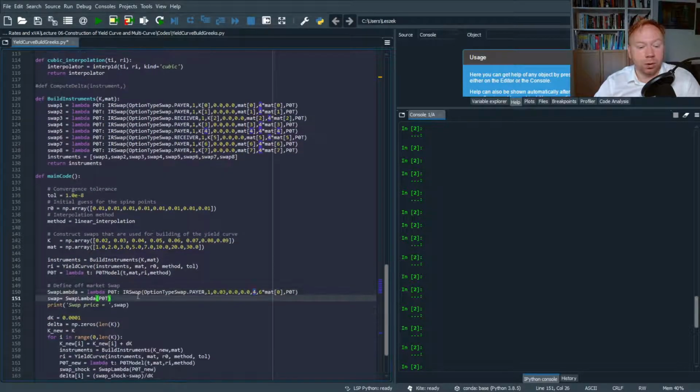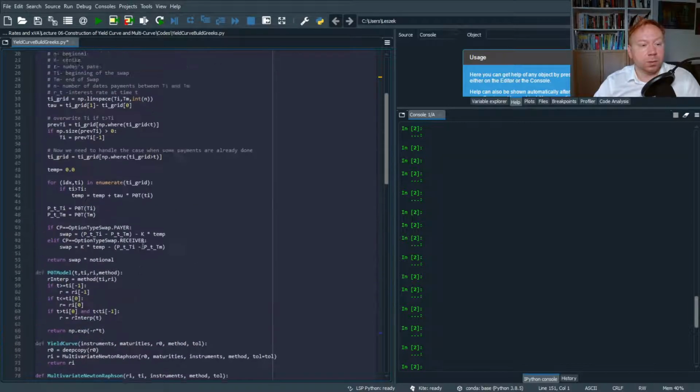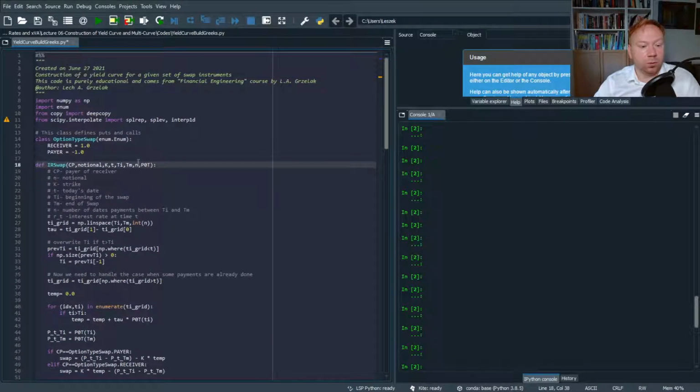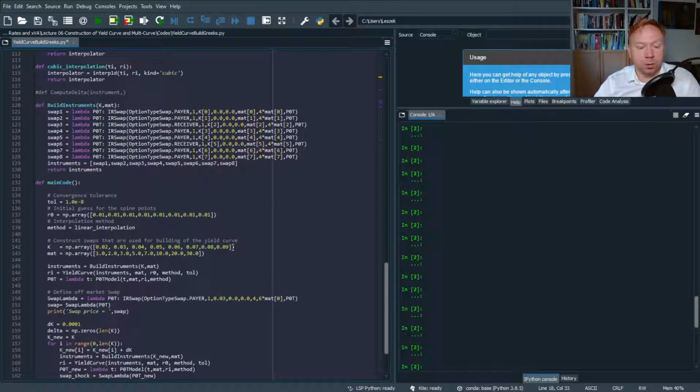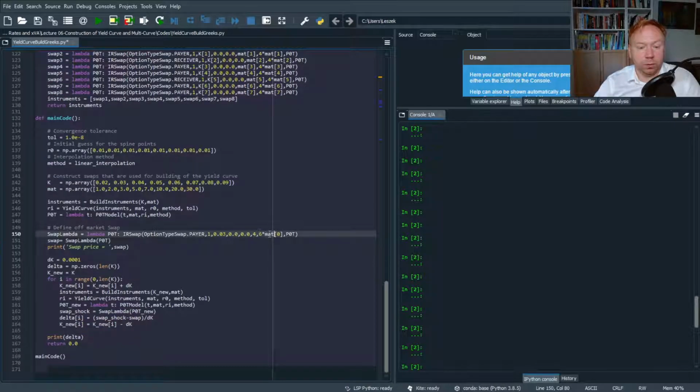We go to the IR swap function. So if we go back, we see 1, 2, the third argument. The fourth argument from the back is the beginning of the swap, and the third from the back is the end of the swap. So now we have 1, 2. This is second. This is third.